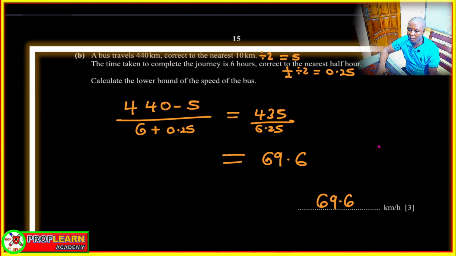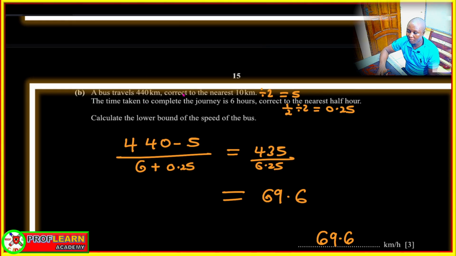All right, so a bus travels 440 kilometers correct to the nearest 10 kilometers. So that value you are told to the nearest, you divide by 2, so that you know what to add, what is plus or minus to get the upper and the lower bound. So this one is going to be 440 plus or minus 5. To the nearest half an hour, so 1 hour is a half. Then what you need to say plus or minus is half of whatever you are told, a half, going to be 0.25.